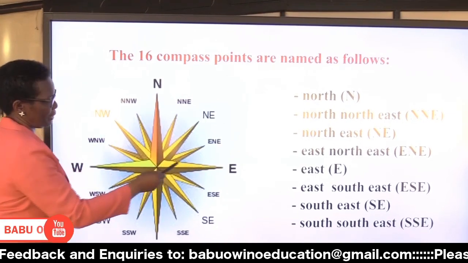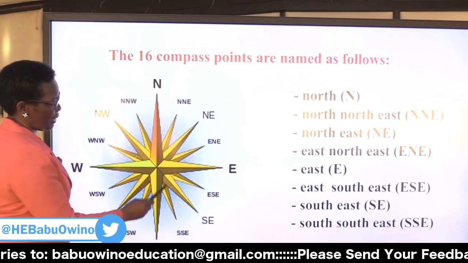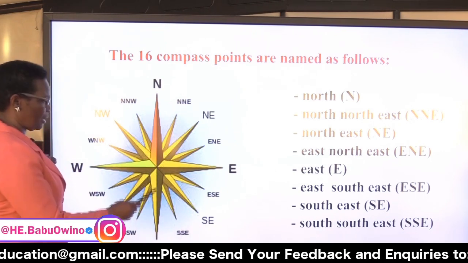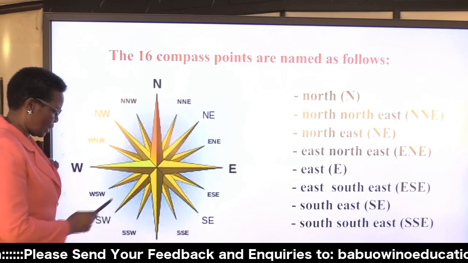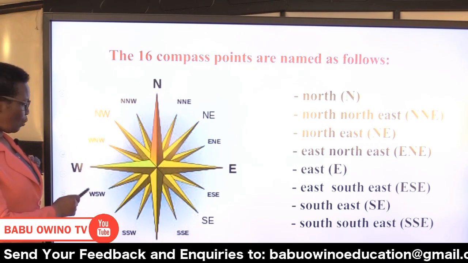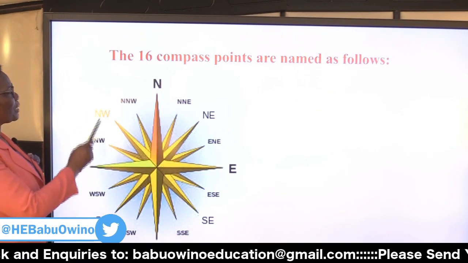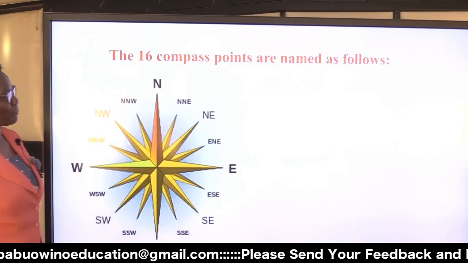Then we have the east. Then we have the east southeast. Then we have the southeast. We also have the south southeast. We have the south. Then we have the south southwest. Then we have the southwest, west southwest. Then we have the west, west northwest. Then we have northwest, north northwest. Then we return to north.